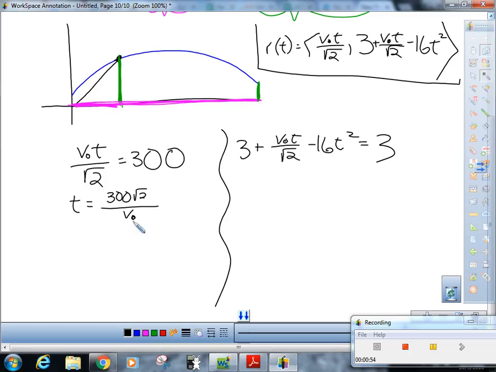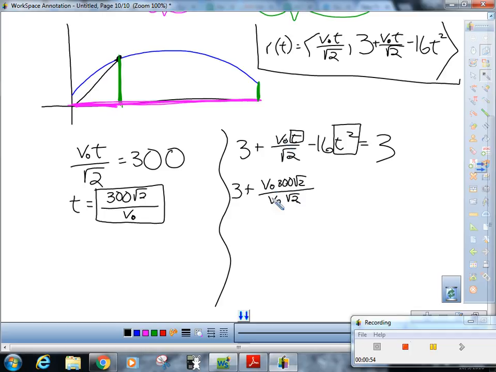Okay? So if I substitute that in for both values of t over here, I'm going to write this out because it gets quite complicated. You get 3 plus V0 times 300 radical 2 over V0 radical 2. This radical 2 is there. This V0 is here.